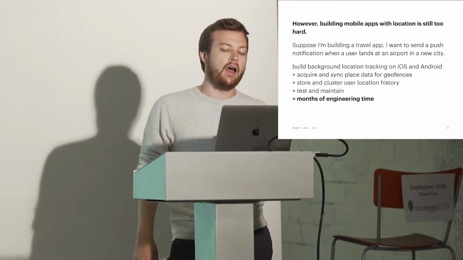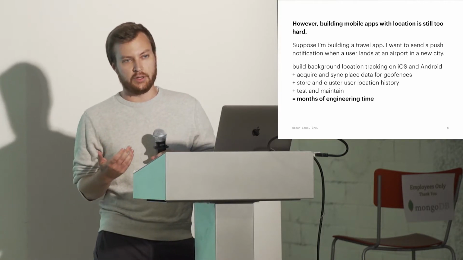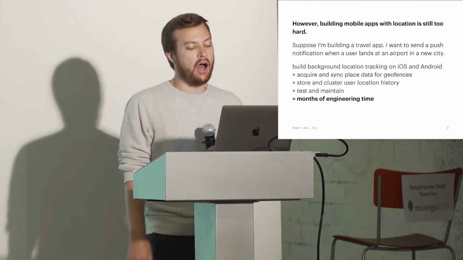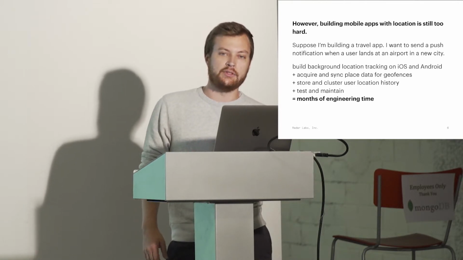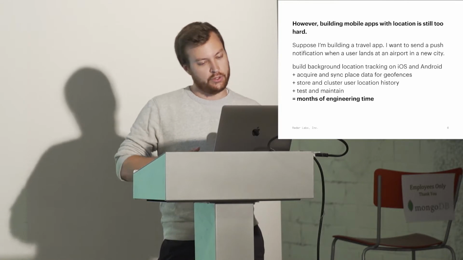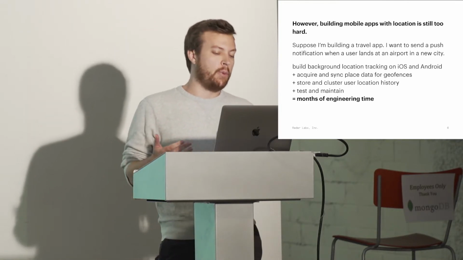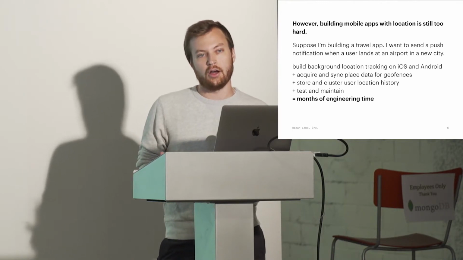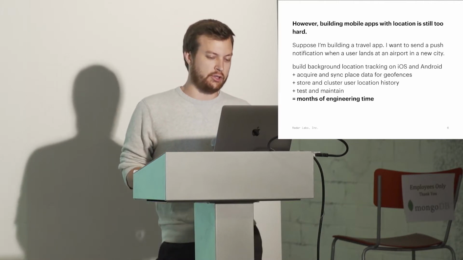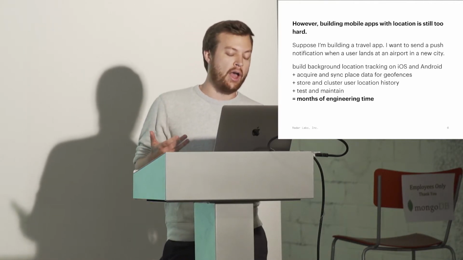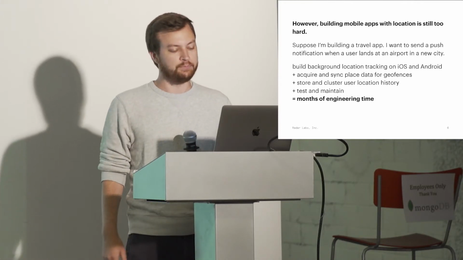The problem is this stuff is really still too hard to build. So take a seemingly simple example. Let's say we're building a travel app. And we want to send a push notification when a user lands at an airport in a new city. Seems like a relatively simple problem to solve. When you start to unpack it, you realize there's lots of moving pieces. So the first part is you need to build background location tracking on iOS and Android. There are cross-platform differences between the two platforms, which I'll talk about. You want to do this in an accurate way, but also in a battery-efficient way. Takes lots of trial and error to get this right.